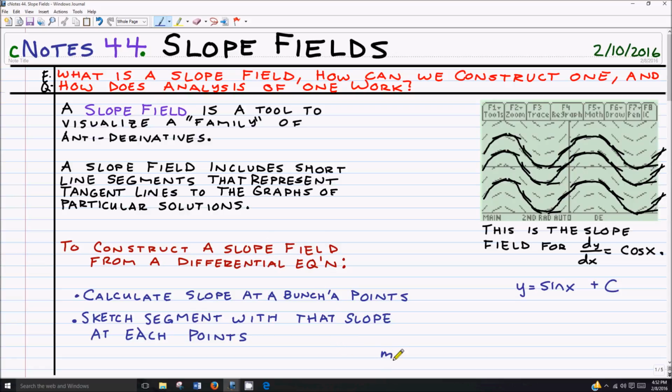So for instance, let's say you're doing some work and you get that the slope is equal to 0. Well, of course, if the slope is 0, that's a horizontal line. There's a horizontal line segment. That's a pretty good line segment.